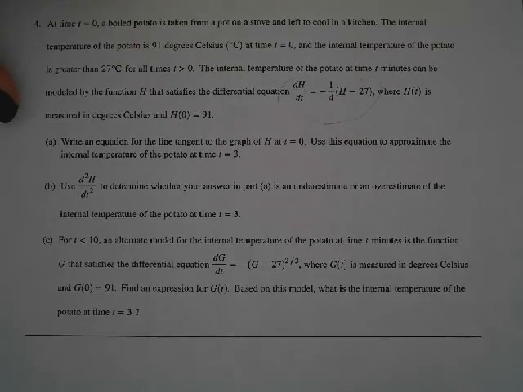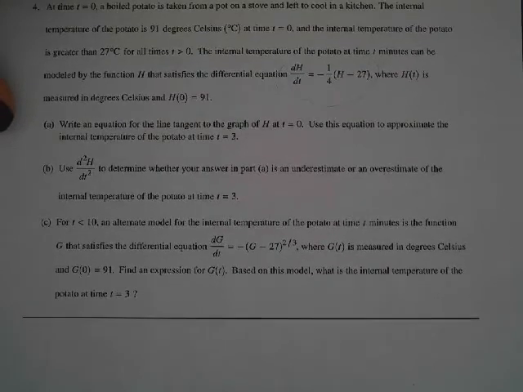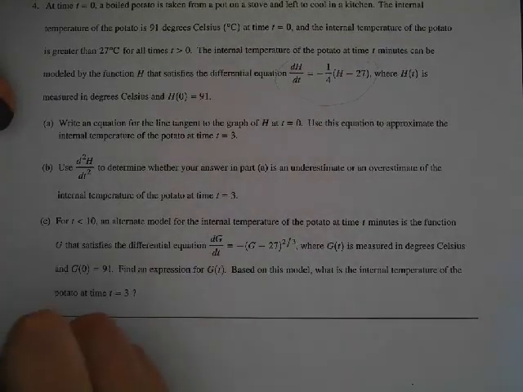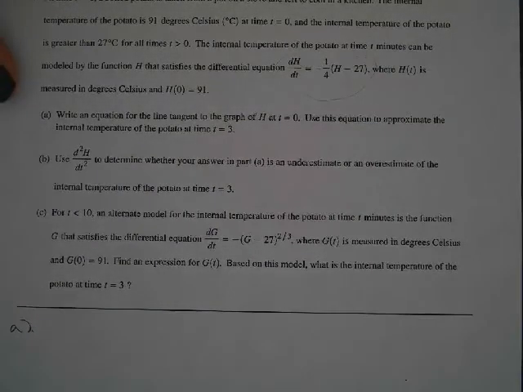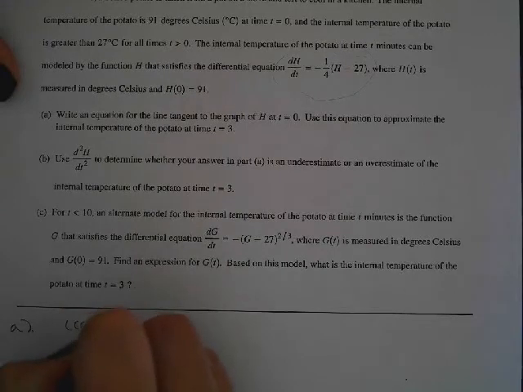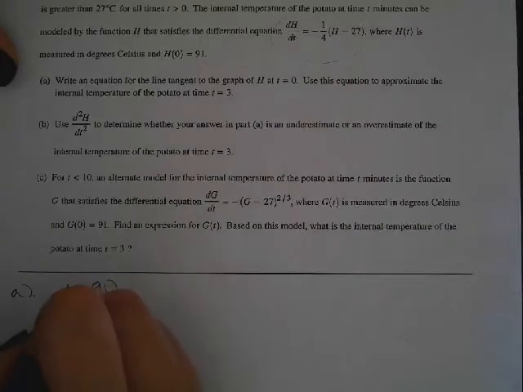All right. So first they said to write the equation for the tangent line of the graph at t equals 0, and then use that equation to approximate the internal temperature of the potato at t equals 3. So in the problem, they tell you that at time t equals 0, the temperature is 91 degrees. So they gave us that point (0, 91). So then we need to find the slope at that point.